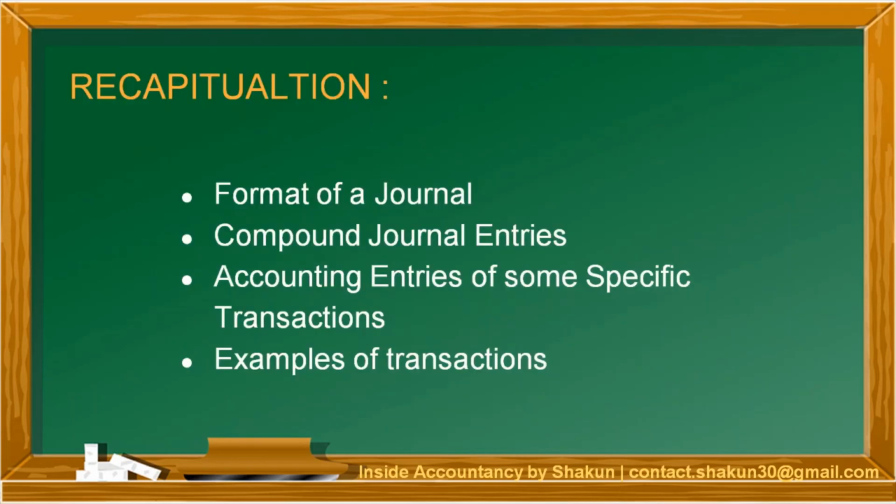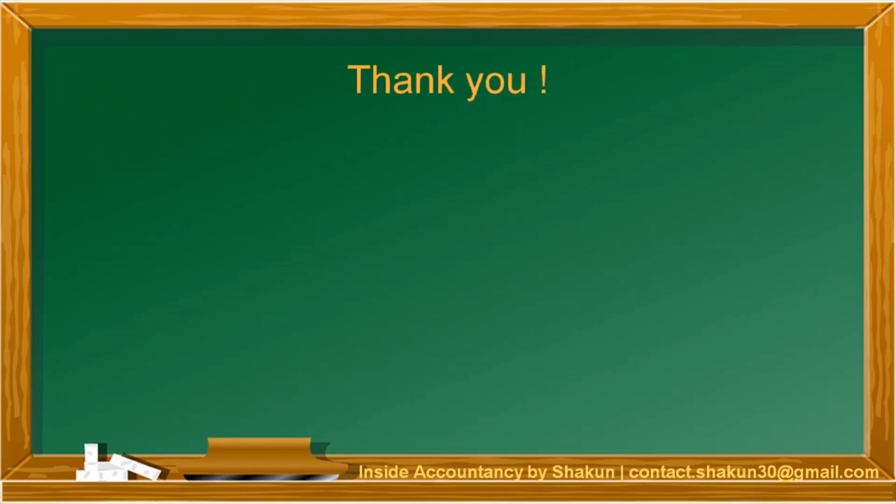So in this video, we have talked about the format of journal, just to brush up. Compound journal entries, where there are more than two accounts that are affected, two debits and one credit, or one debit and two credits. We also talked about certain accounting entries of some specific transactions which were very important, such as bad debts, outstanding expenses, prepaid expenses, bad debts recovered, unearned income, accrued income, etc. All these transactions which I just told you, these are very, very important transactions. So I hope the concept was clear to you.